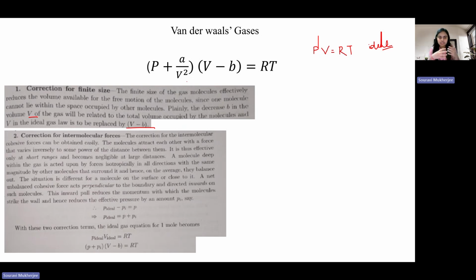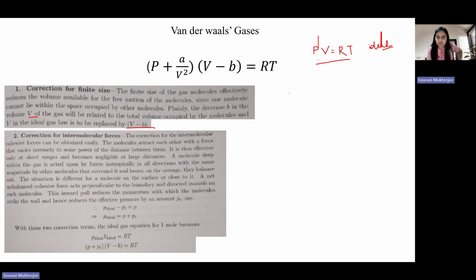The net pressure, or the net momentum transfer from the particles to the wall, would actually reduce, because there will be an effective inward pull coming from the interactions between the particles. So now, if you want to write P ideal, the ideal case is this. For our case, when you have a van der Waals gas in a container of volume V, the effective ideal volume is not V but V minus b, because the particles do have some size.